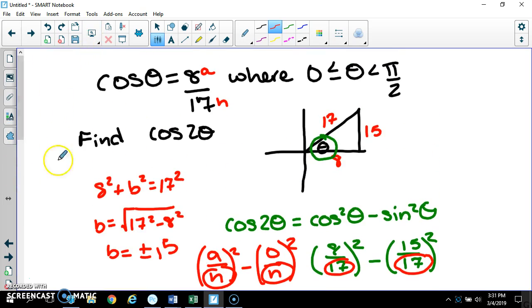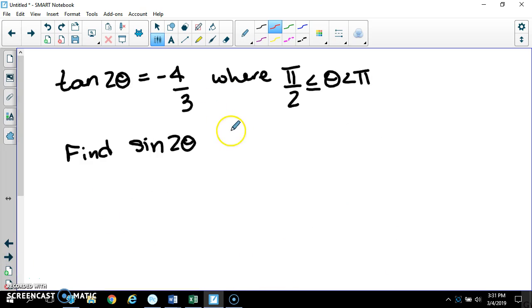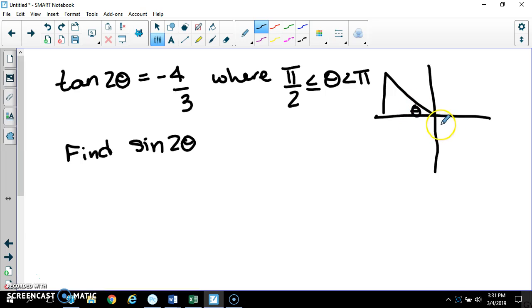A popular question I get is how to do a question like this one, where I'm given tangent. I'm not asking you to solve for tangent, but I'm given tangent. So first and foremost, let's figure out where we're at. This says I'm between pi over 2 and pi. Well, pi over 2 is here and pi is here, so I'm in my second quadrant. Here's my theta, again, touching the origin and at the x-axis. So tangent, this is opposite, this is adjacent. So my opposite is 4, my adjacent is 3.